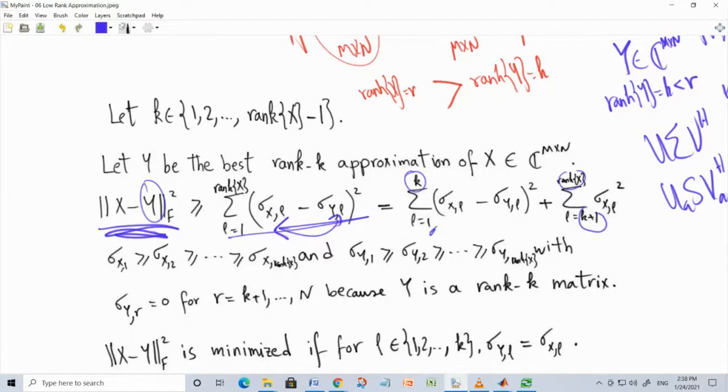Here we will have sigma X L minus sigma Y L squared, but because the index L here goes from K plus 1 up to the rank of X, and the rank of matrix Y is K, this term is 0, and then we have basically this quantity. So this is a lower bound on this Frobenius norm.